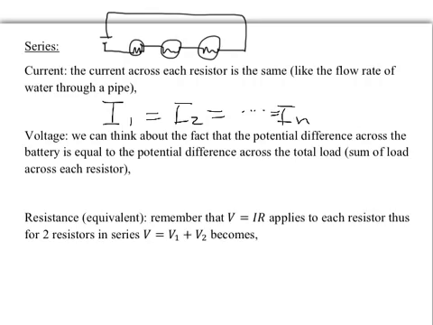Second, voltage. Can I get a reader for voltage, please? Awesome. Dylan, go for it. We could think about the fact that the potential difference across the battery is equal to the total sum of the potential difference across each resistor. Okay, so think about it this way. The amount of potential difference that the battery is providing, say it's 9 volts. Part of that potential difference goes to each of the bulbs.